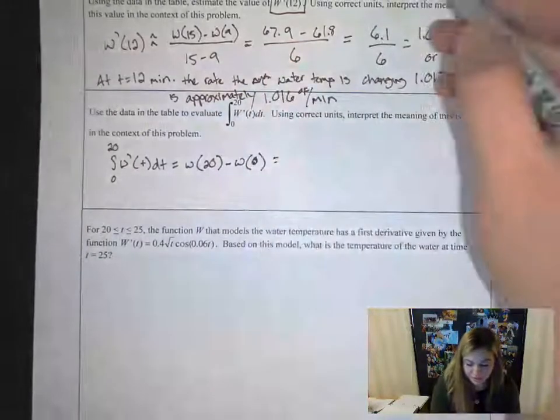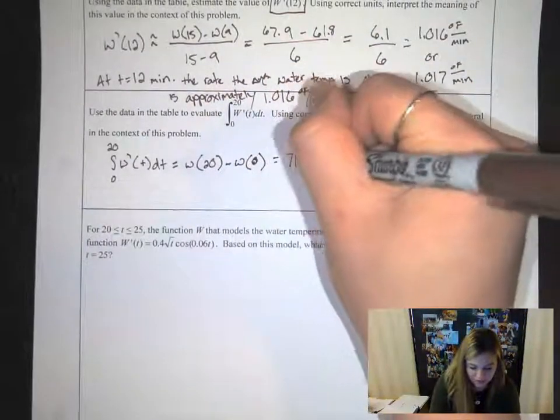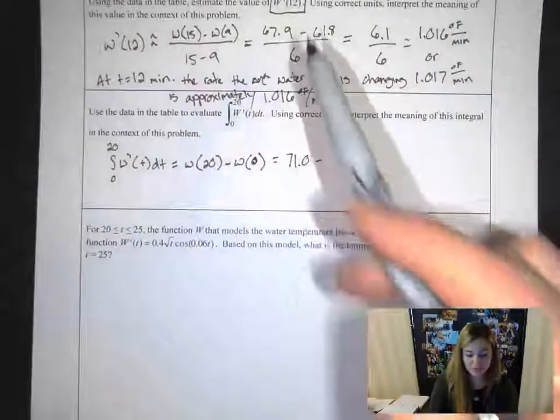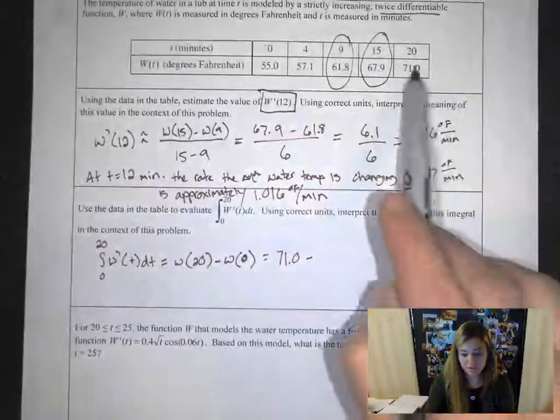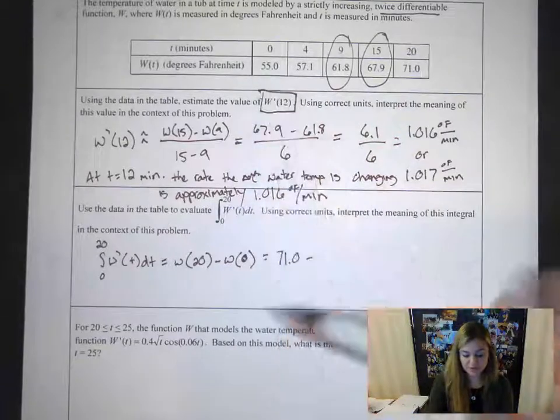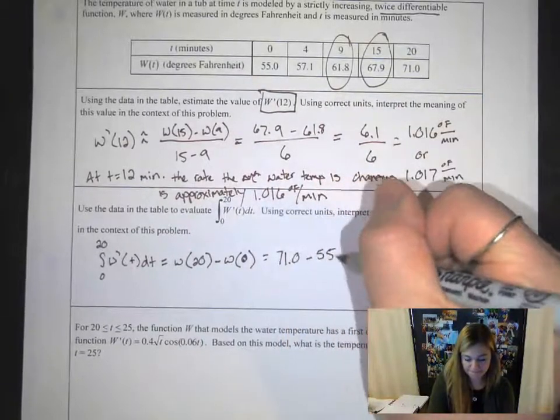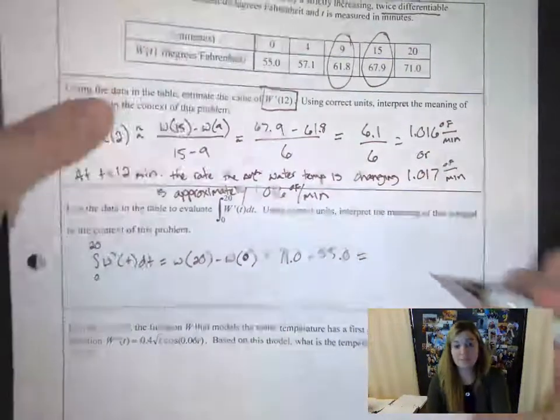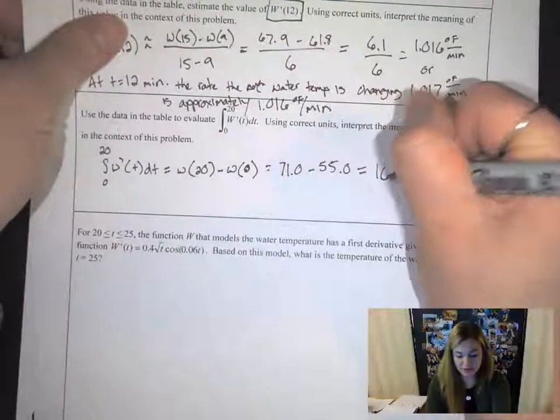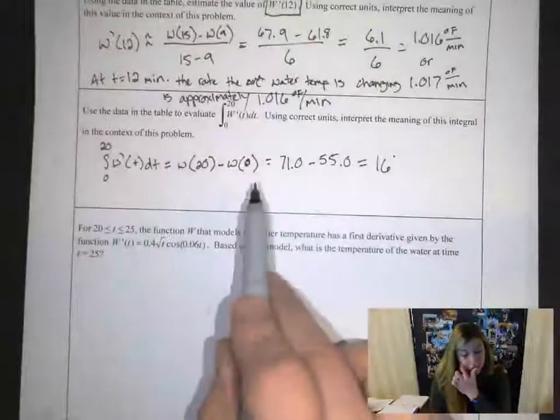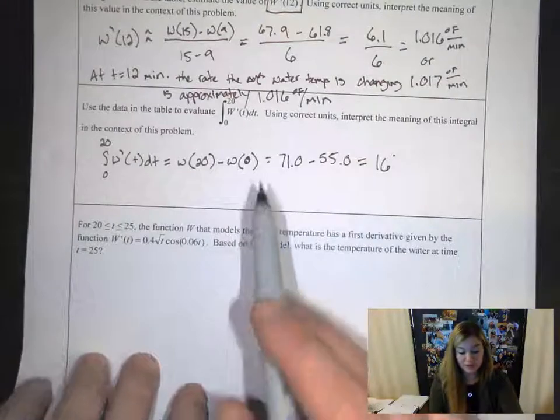W of 20 is 71.0. W of 0, sorry, I'm going up here. W of 20, 71.0. W of 0, subtract those. This whole thing was measured in degrees Fahrenheit.